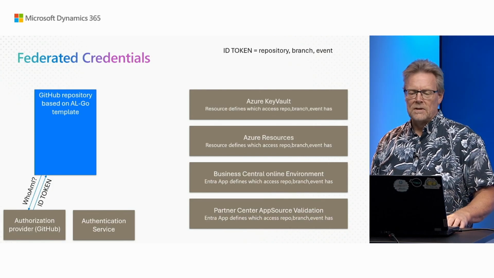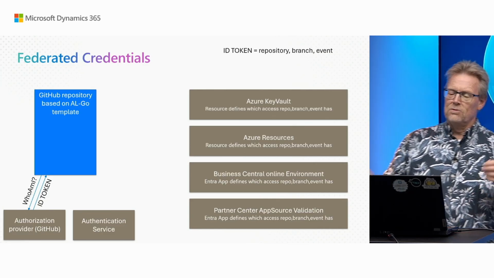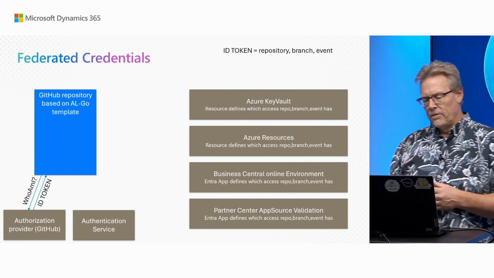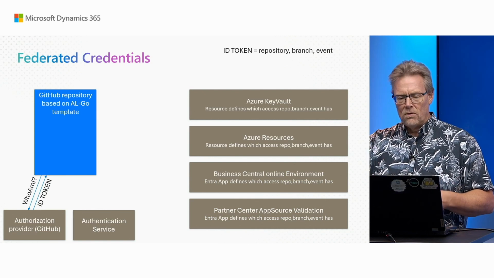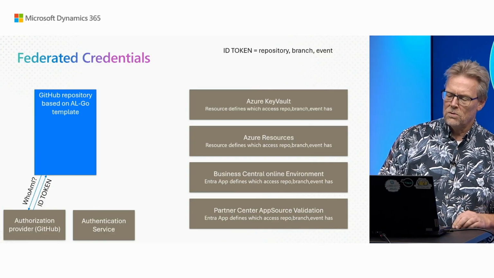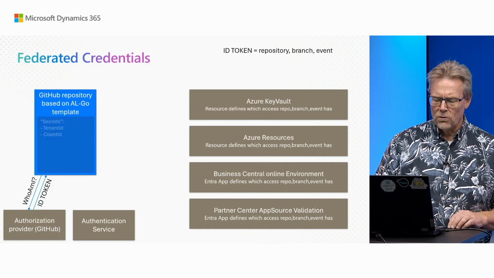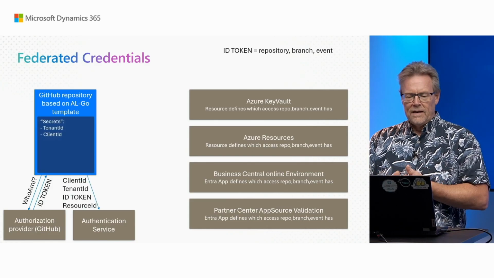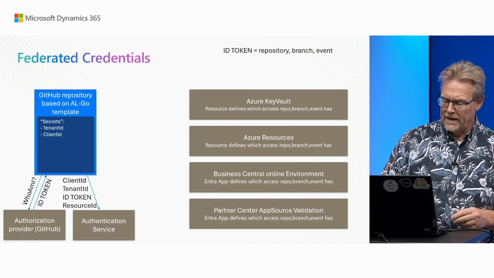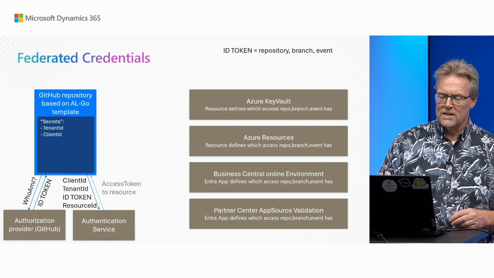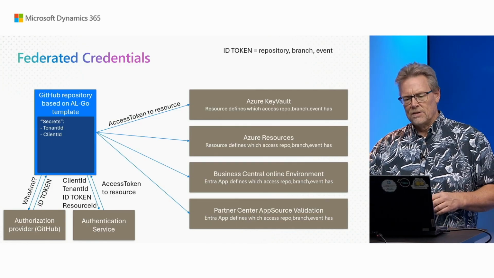On the resources, I can define which repo, branch, and event has access to that resource, either through an Entra app with a managed identity or directly on the resource in the Azure portal. With that ID token, I still need a client ID, a tenant ID, and a resource ID, and I'll call the authentication service in order to get an access token. And again, I'll have an access token and be able to access all of these resources.